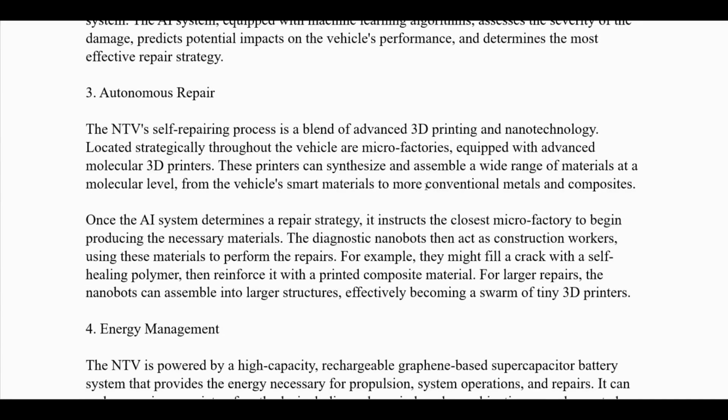The repair system is a blend of advanced 3D printing and nanotechnology. Located strategically throughout the vehicle are micro factories equipped with advanced molecular 3D printers. So dope. For larger repairs, the nanobots can assemble into larger structures, effectively becoming a swarm of tiny 3D printers.